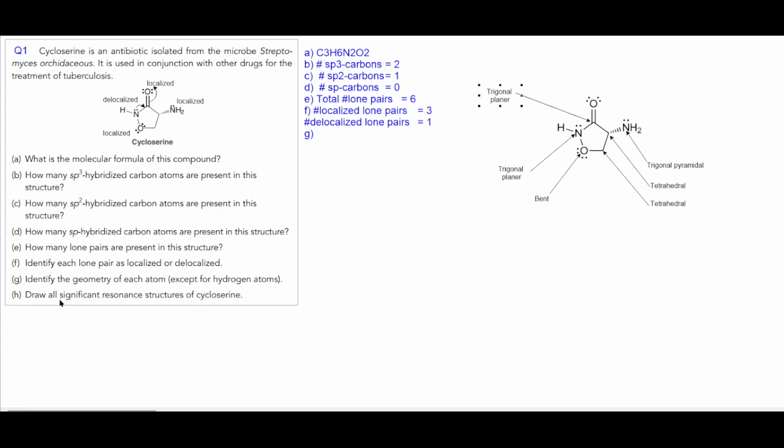Next question is to draw all significant resonance structures of this particular molecule. We begin by looking for the pi patterns, focusing first on any patterns that employ just one curved arrow. In this case, there is another pattern that requires two curved arrows as well, but we'll start with a pattern using just one curved arrow.